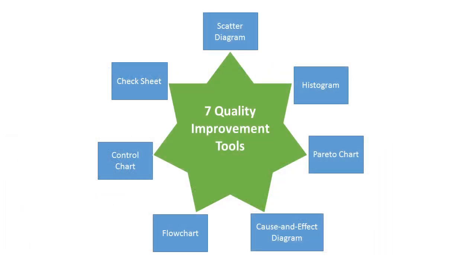The 7 tools we covered, the check sheet, scatter diagram, histogram, Pareto chart, cause and effect diagram, flow chart, and control chart, help you measure key aspects of your project. They help you organize, prioritize, and effectively communicate your quality improvement efforts.